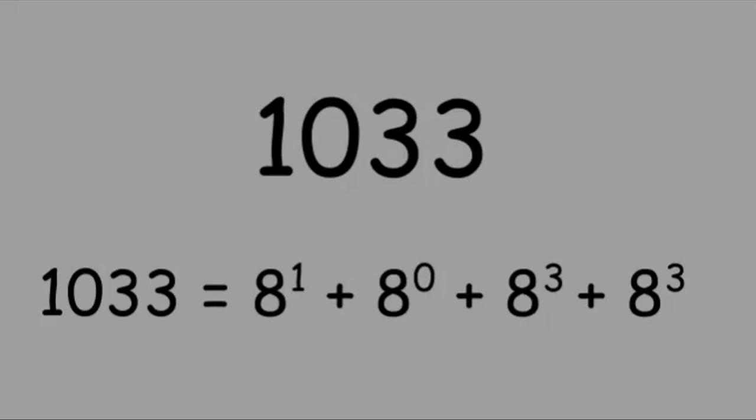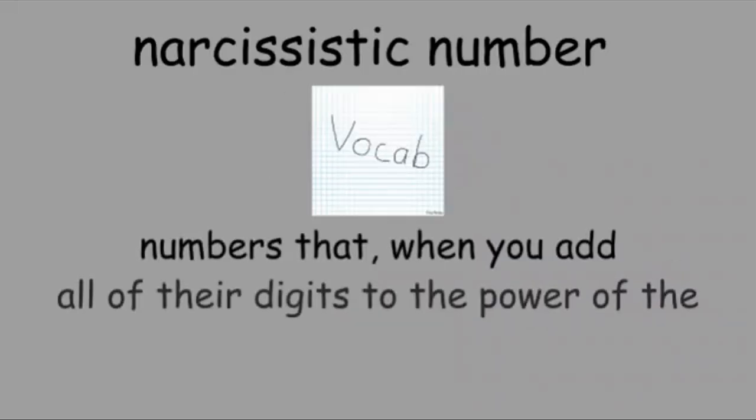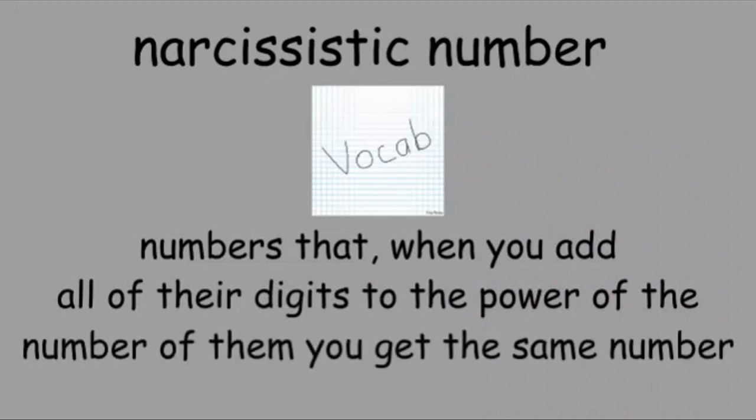It was kind of like a narcissistic number, but tailored for a specific base, as in the exponent base, the number at the bottom. In this case, that would be 8. If you didn't know, narcissistic numbers are numbers that, when you add all of the digits to the power of the number of them, you get the same number. I know that might be hard to understand, so I'll give an example.